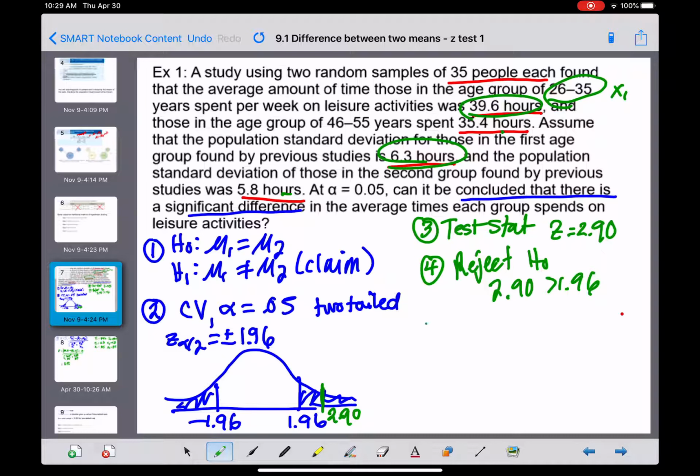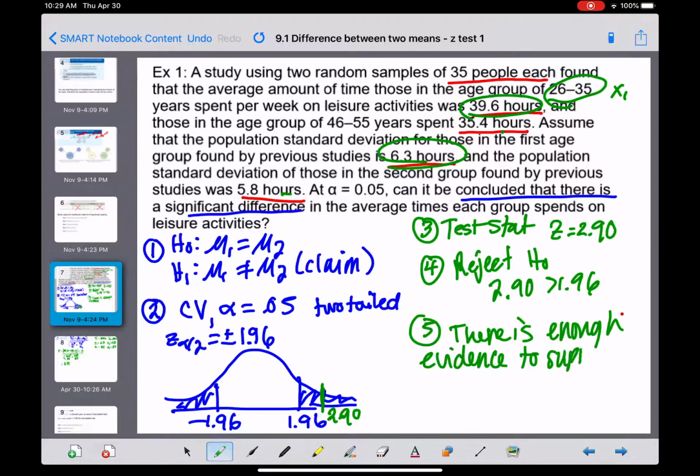So then we wanted to know if we could conclude that the difference was significant. We can say there is enough evidence to support the claim that the means are not equal. Okay, so that's our first example using the traditional method.